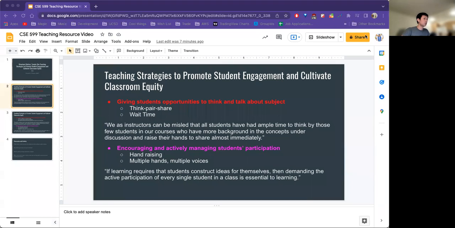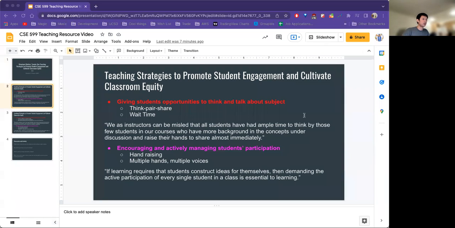First, giving students opportunities to think and talk about the subject. In this paper, quotes, "We as instructors can be misled that all students have had ample time to think by those few students in our courses who have more background in the concepts under discussion and raise their hands to share almost immediately." However, not all students came from the same background. These are 2 techniques that I found most useful to give students opportunities to think and talk about the subject: think, pair, share, and wait time.